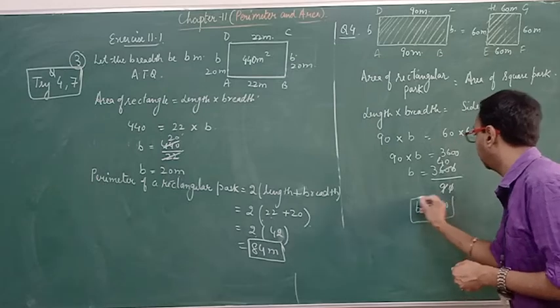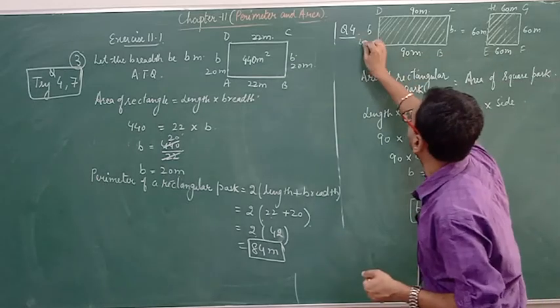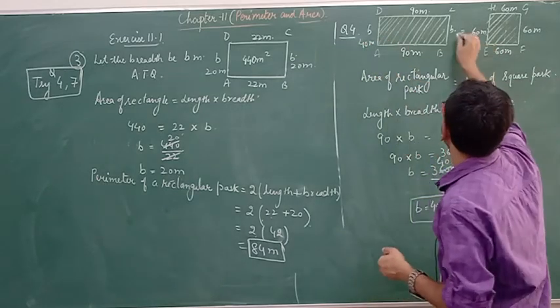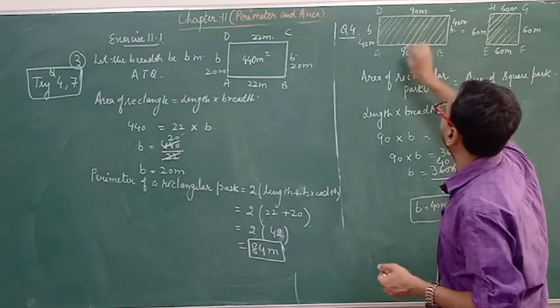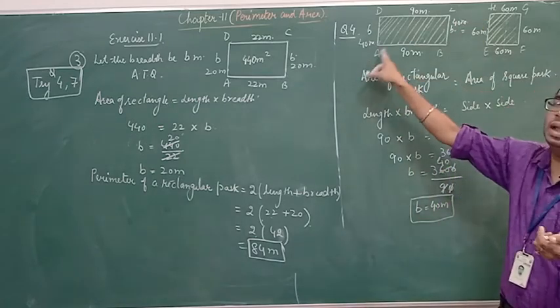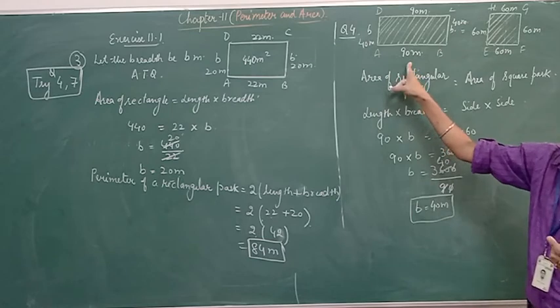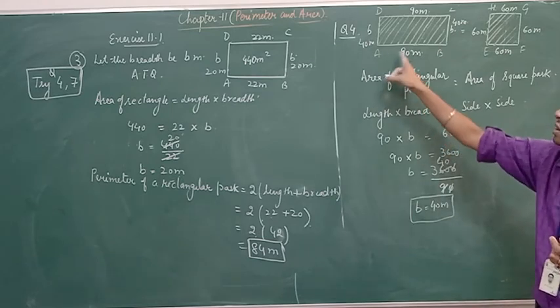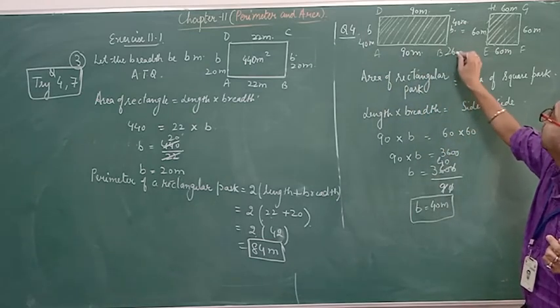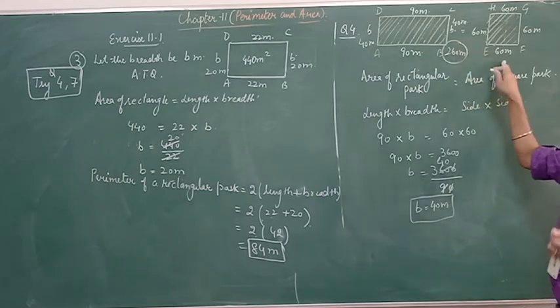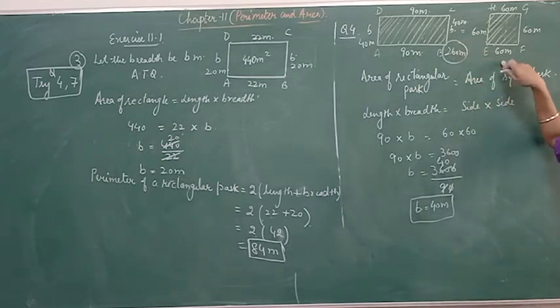This is what the question is. This is 40 meter. Can you find the perimeter? Perimeter is 2 into length plus breadth. 40 plus 90 is 130. 130 into 2 is 260 meter, the perimeter of this. What is the perimeter formula for square? 4 into side. What is side? 60. 4 into 60 is 240 meter.